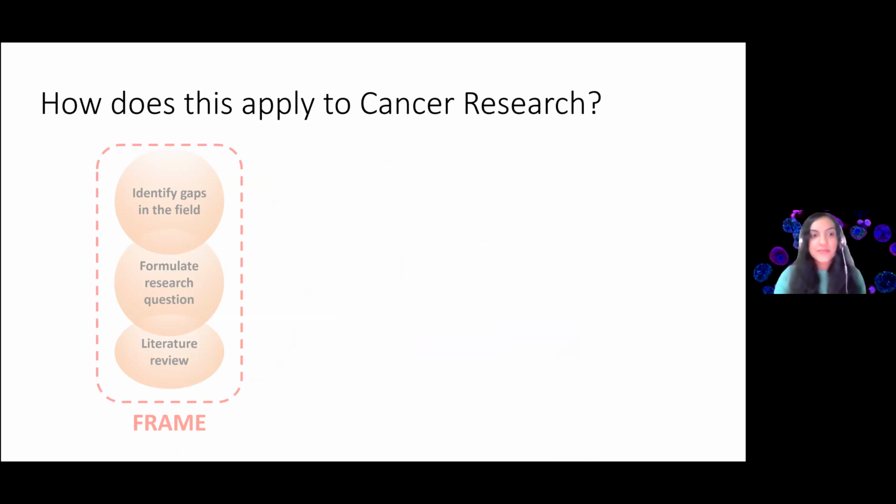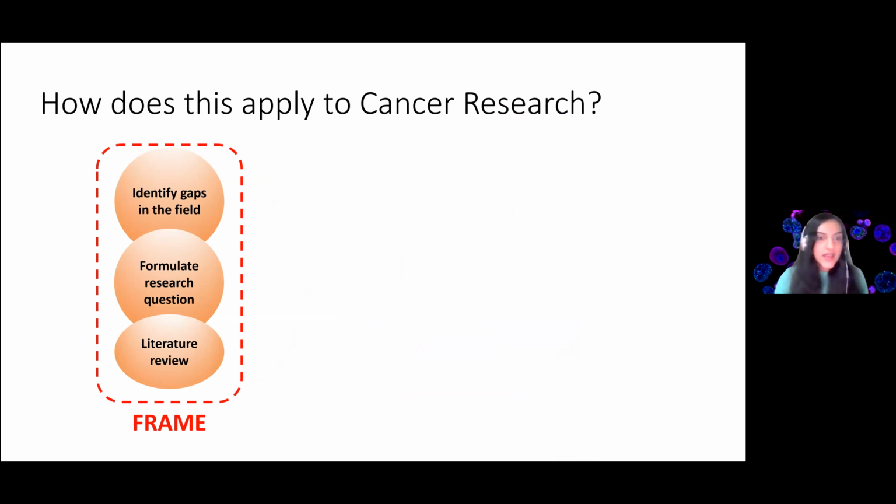So, how does this apply? Well, the framing stage is really where you're identifying gaps in the field. You read all these scientific papers, and usually those papers will say, this is what we have found, but this is what needs to be done for the field to move forward. So, what are those gaps? What is the research question that you want to address with your experiment or your project?